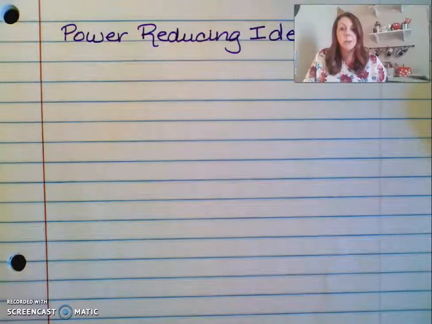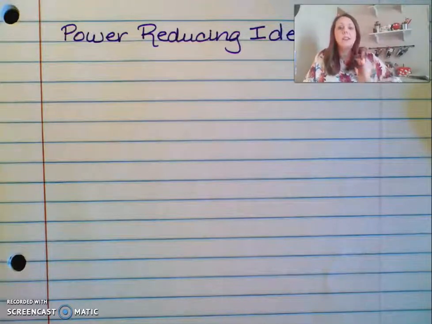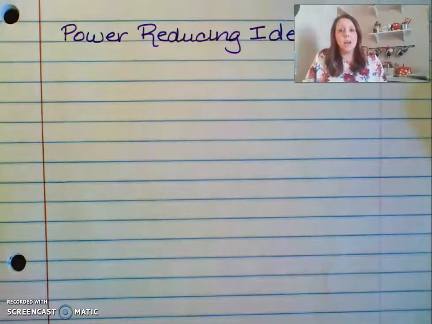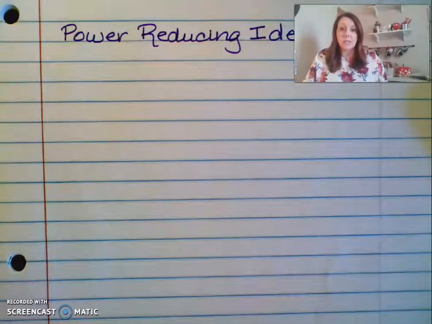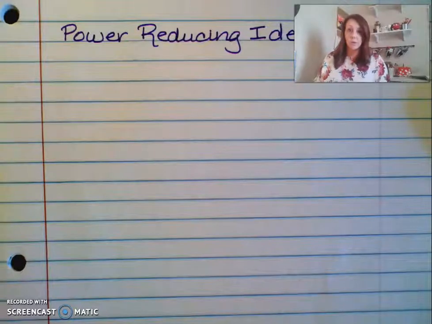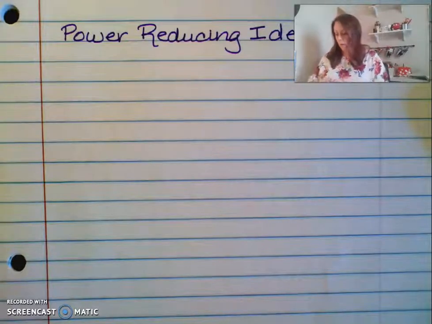Today we're going to be talking about the power-reducing identities. The power-reducing identities are a direct result of the double angle formulas that we learned in the previous section. In this case, the double angle formulas that we'll specifically be looking at are the various forms of cosine 2x. So let's start by reviewing one of those forms.